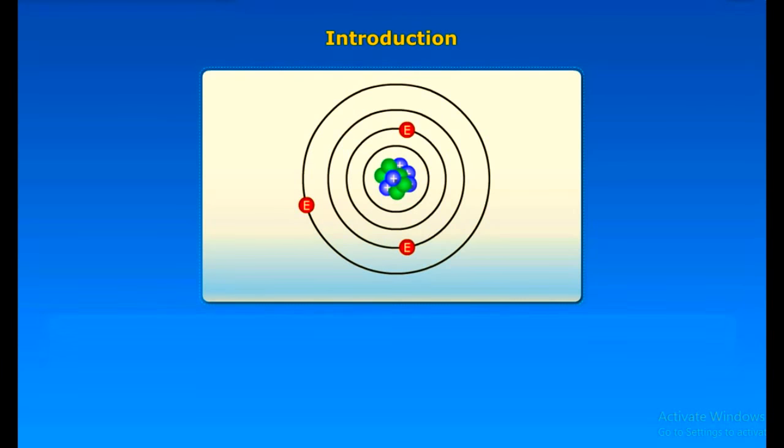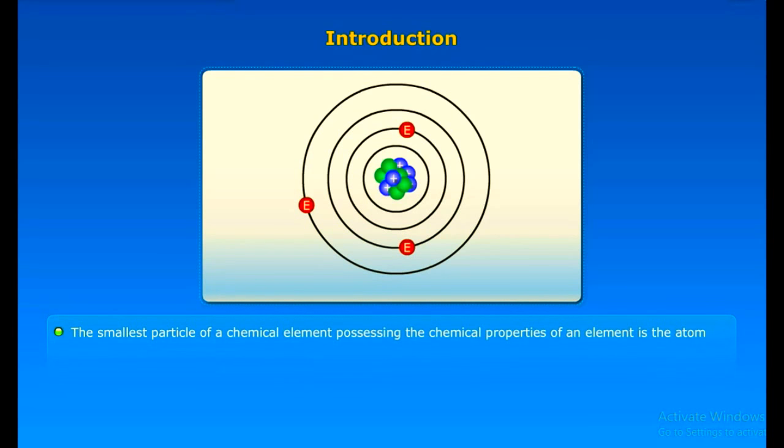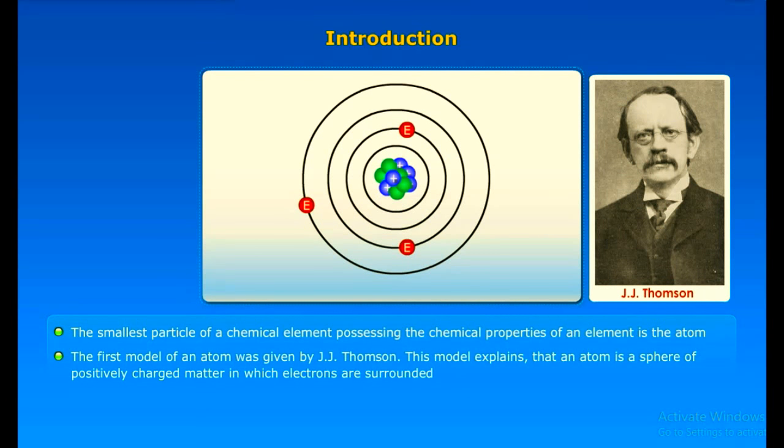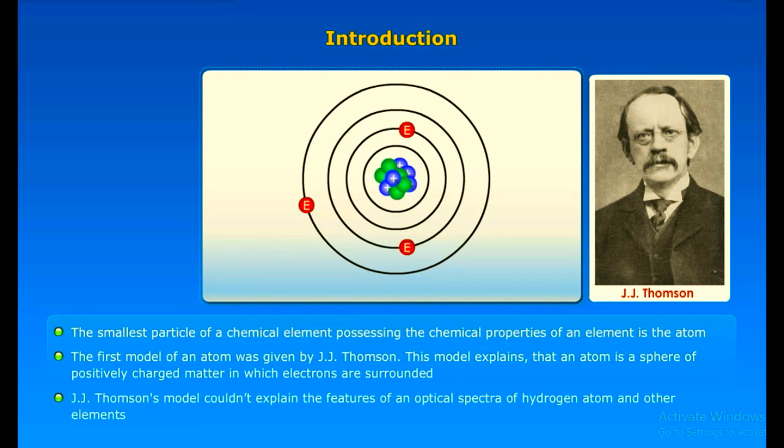Introduction. The smallest particle of a chemical element possessing the chemical properties of the element is the atom. The first model of an atom was given by J.J. Thomson. This model explains that an atom is a sphere of positively charged matter in which electrons are embedded. J.J. Thomson's model could not explain the features of the optical spectra of the hydrogen atom and other elements.